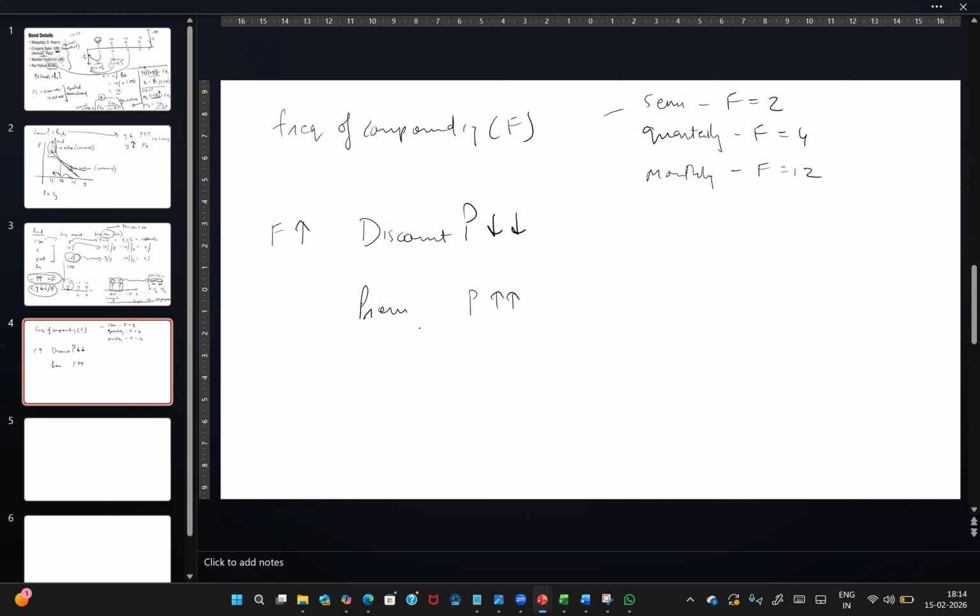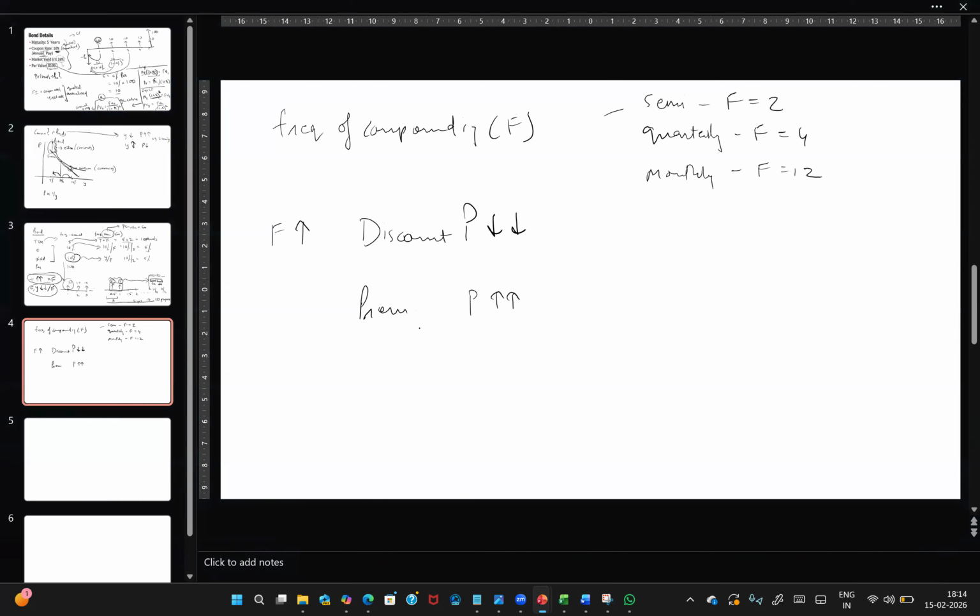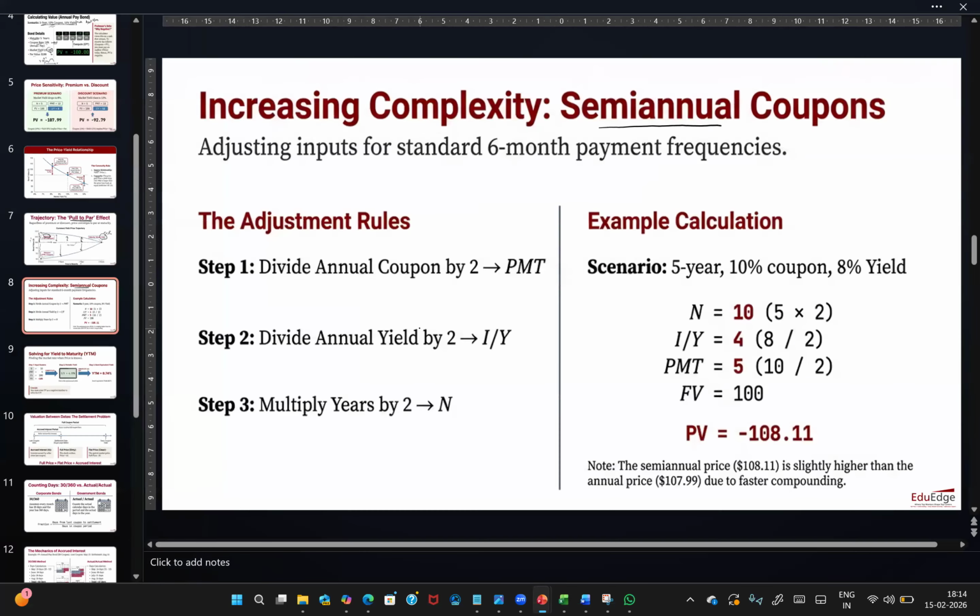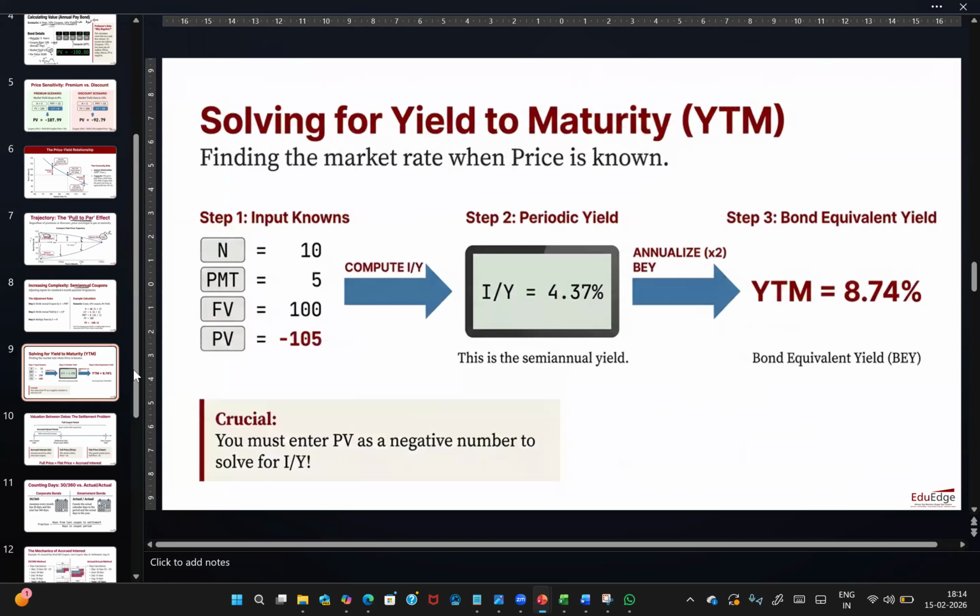Question? No, okay sir. Till here? Okay. So we are through with the compounding.